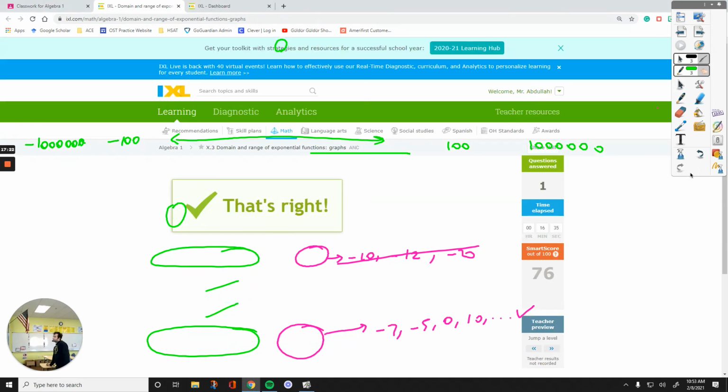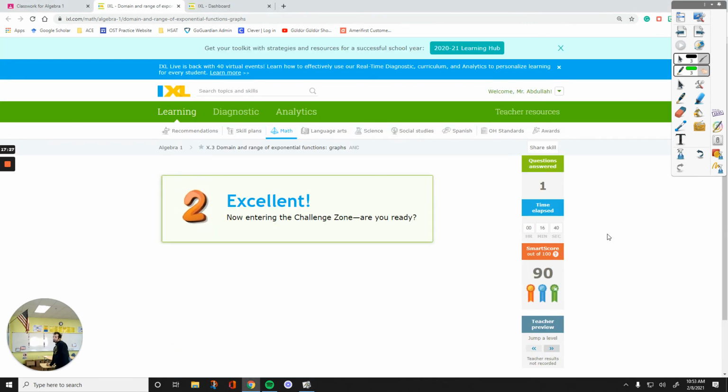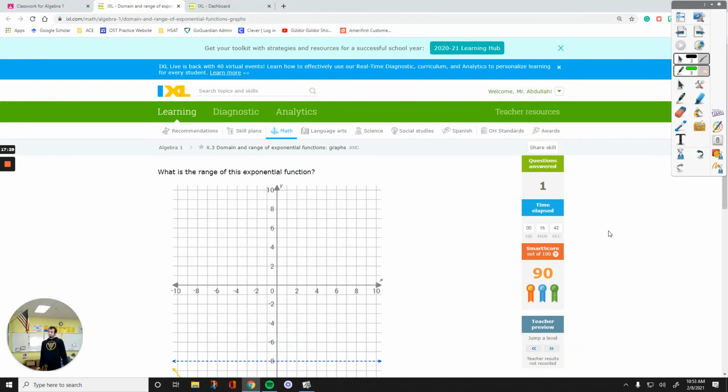And let's submit this and move on to the next level. I don't think there's any other level though. Okay, so basically that's what you're going to have with this assignment.